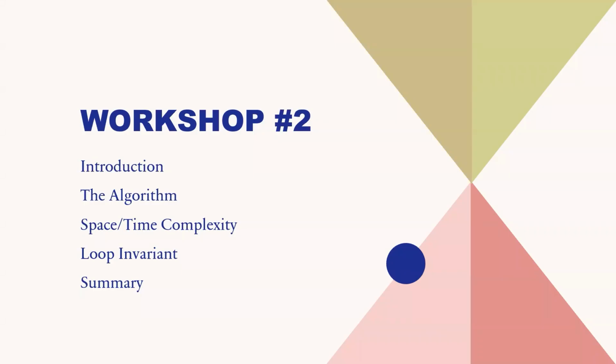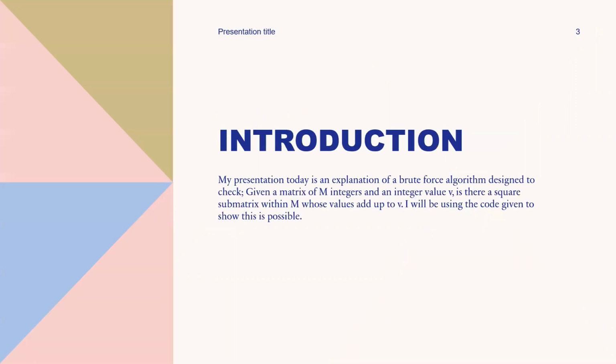We'll go through the brute force algorithm given to find a value v in an m by n matrix. We'll go through the algorithm, I'm going to go through the space and time complexity, we'll talk about each loop invariant, and maybe give you some examples. So today I'm going to be talking about the code given.